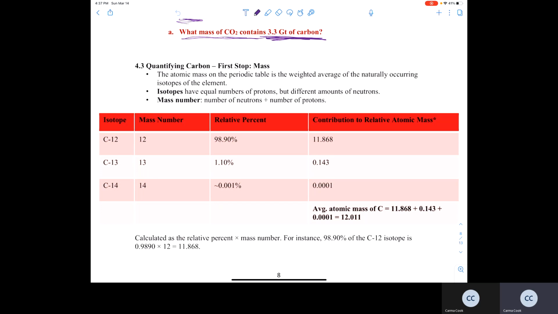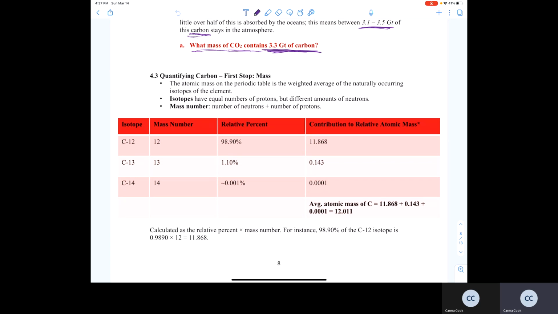And so that atomic mass on the periodic table is actually the weighted average of all of the naturally occurring isotopes that exist in the Earth for that particular element. Isotopes are the same element, but they're different versions of that element. Isotopes have equal numbers of protons because they're the same element. But what makes isotopes of the same element different from each other is that they have a different amount of neutrons. And so we learned earlier that the mass number is equal to the number of protons plus the number of neutrons. And so therefore, different isotopes of the same element will have different numbers of neutrons and therefore different mass numbers, but they will have the same number of protons.